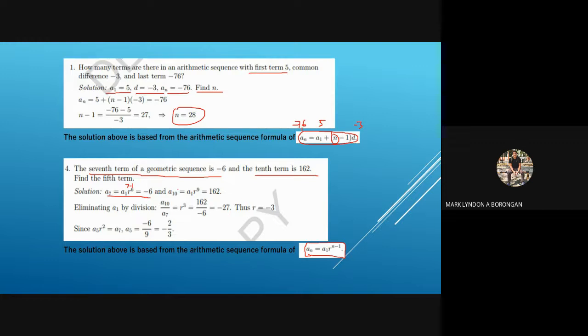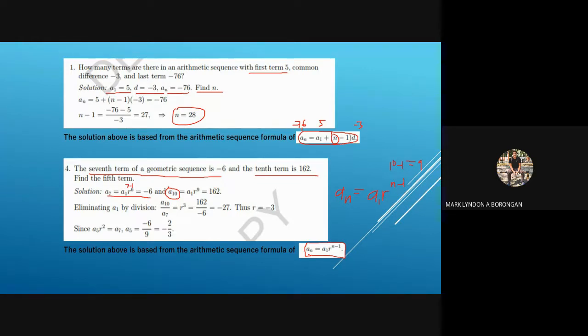And for a sub 10, you write a sub 1 times r to the power of n minus 1. Our n here is 10, so that will be 10 minus 1, which is equal to 9. So it is a sub 1 times r to the power of 9. That is how it is written. To check, 1 plus 9 is 10. That is equal to 162.